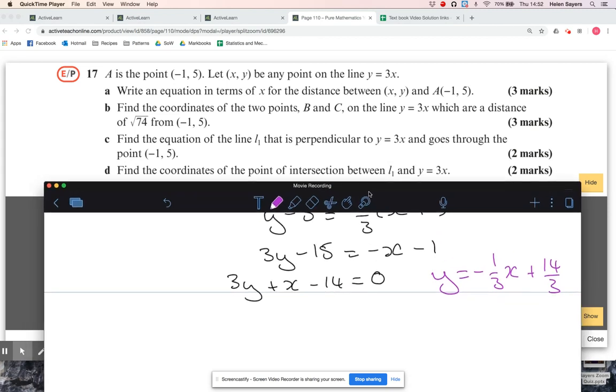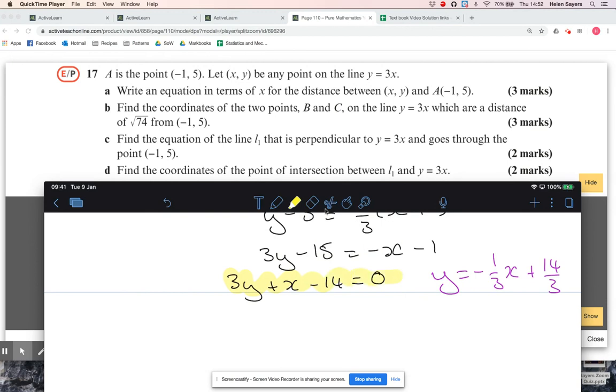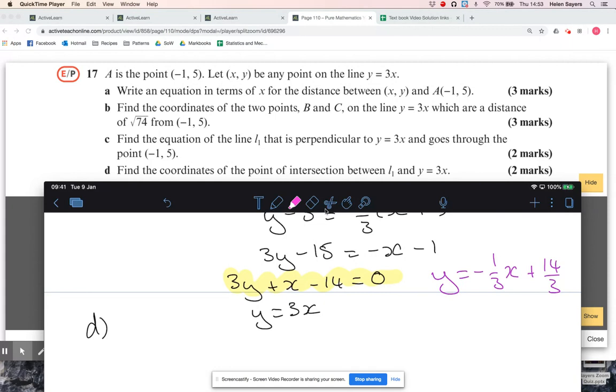Okay, so find the coordinates of the point of intersection between line 1 and y equals 3x. So line 1 is this one that we've just found, and the line y equals 3x. So I think what I would do for this one is just substitute 3x in for y.